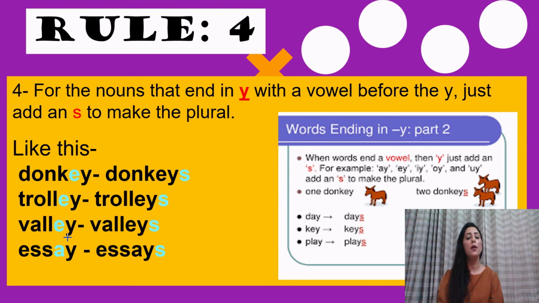Now the next word is valley. Now the word valley is ending with Y, and before Y there's a vowel E. Now valley becomes valleys. We are simply adding S to the word to form its plural form, because when we talk about the word valley, it is ending with Y, but before Y there's a vowel sound, right?